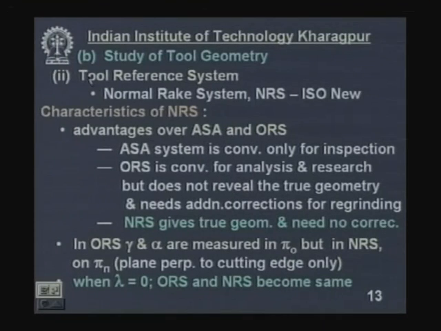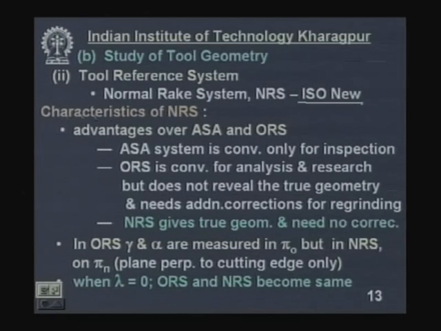Now, coming to the tool reference system, the normal rake system. Tool reference systems are of two categories. One is the orthogonal rake system and the other one is the normal rake system. This is the normal rake system, denoted by NRS, and this is a new concept. It came recently compared to the orthogonal rake system. It is also called ISO new. New means maybe 30 years or 25 years.